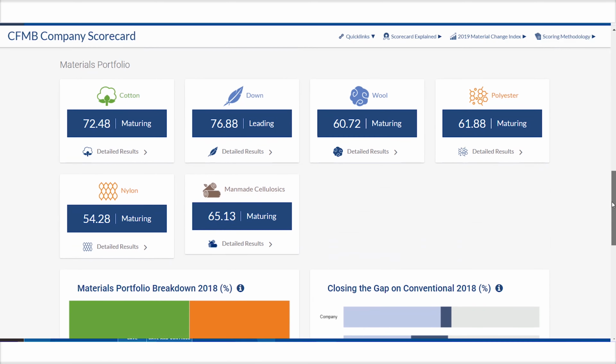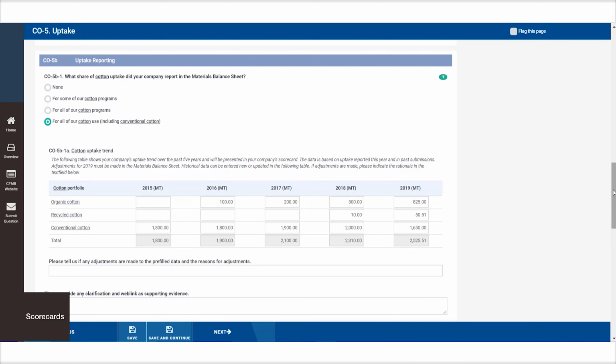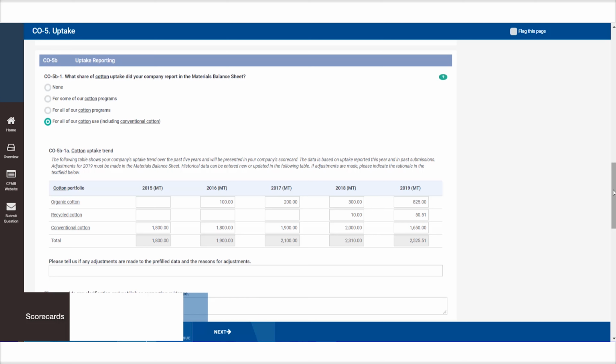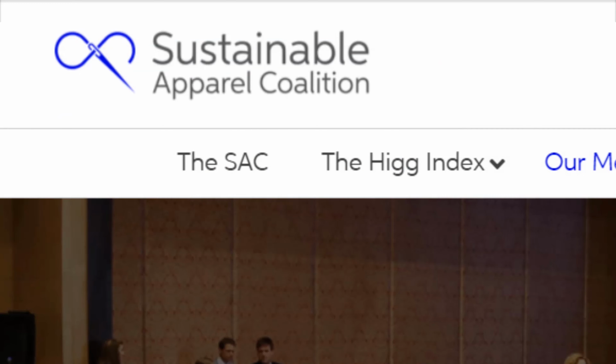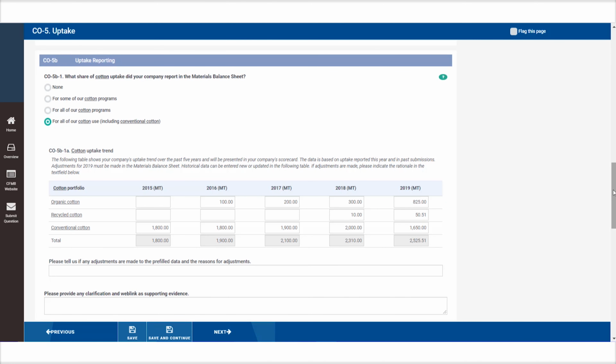This is because the scorecard includes a comparison against industry averages. Advanced and premium scorecards include outcome and impact infographics modeled on your uptake data, making this data and how we can support you with progress tracking very important. Sustainable Apparel Coalition members will benefit from more detailed modeling using Higg MSI impact data. The scorecards will be discussed in a future video, but overall, it is worth having a comprehensive data submission, and we strongly encourage you to please adjust any historic data which may be incorrect.